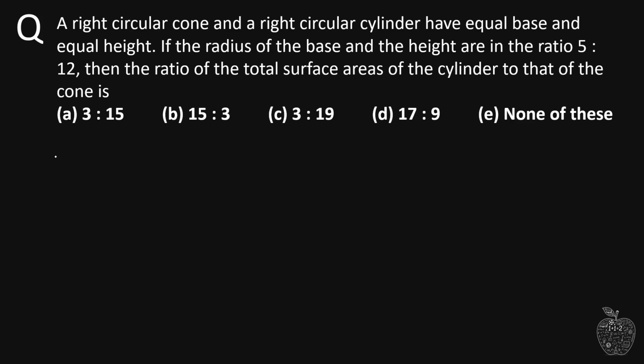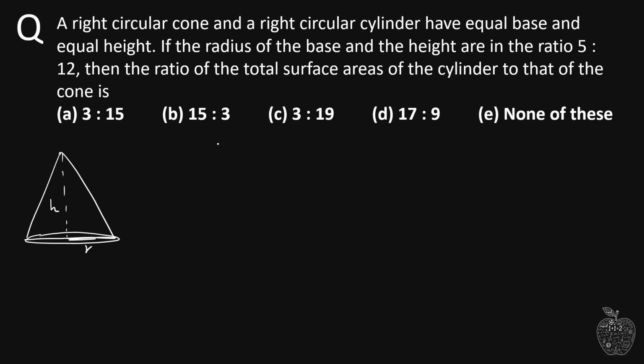Okay, so the question is telling me that there is this cone, and this is a right circular cone. What does this mean? It means that the height of the cone bisects the base of the cone. All right, so that is what the right circular cone is. And let's say the height here is h and the radius of this cone is r.